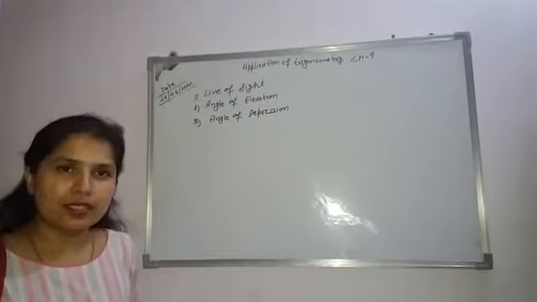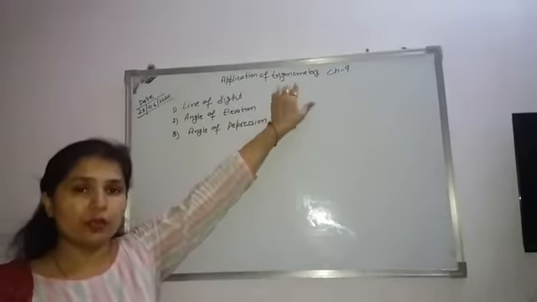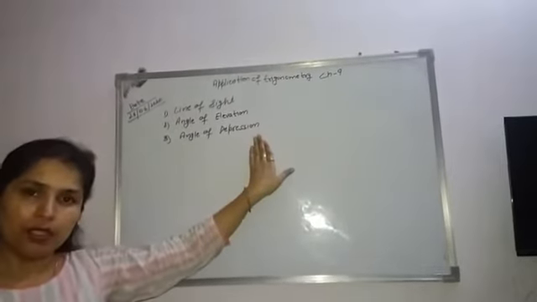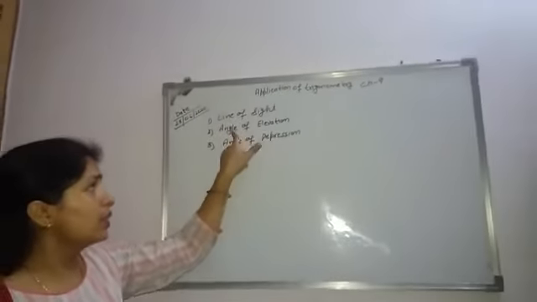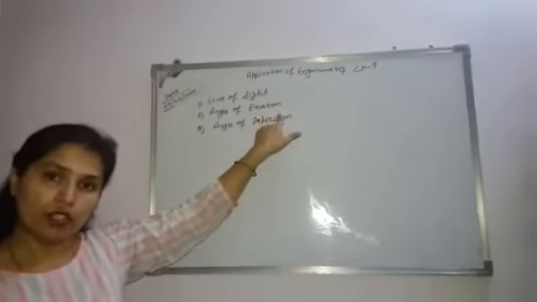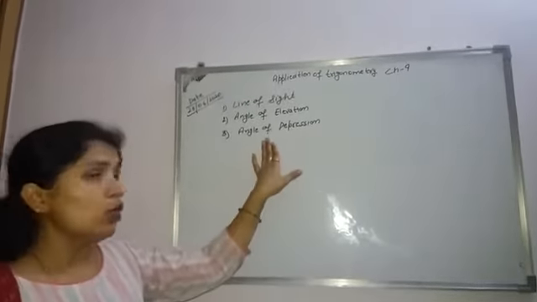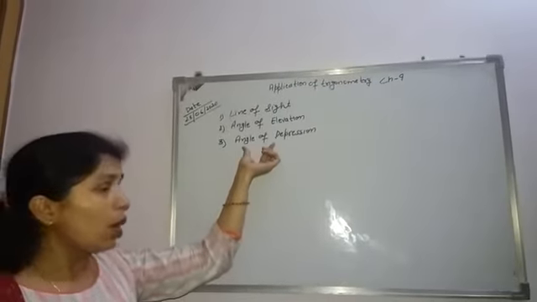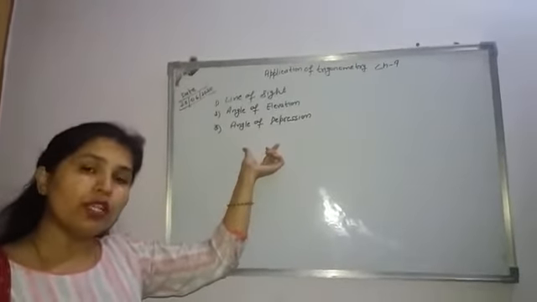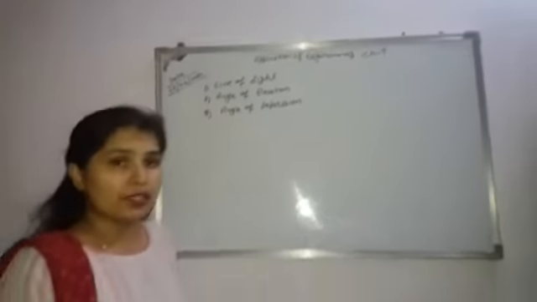Today we shall discuss our new chapter, Application of Trigonometry, chapter 9. In this chapter, we have these three definitions. First is the line of sight, second is angle of elevation and angle of depression. So first we come to know about these definitions, because only if we know about these definitions are we able to solve the questions. Now first, what is the line of sight?